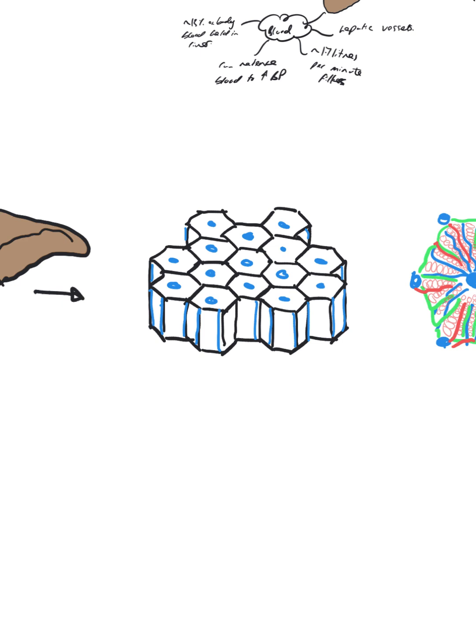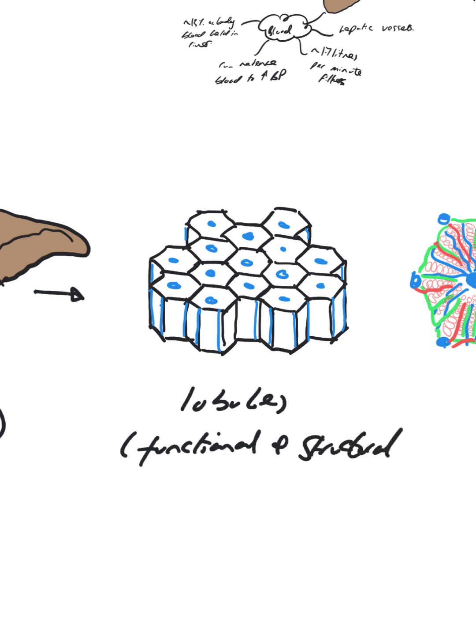So we'll just label this quickly. So you've got our liver, which is lobed, and then we have our lobules, which is the functional and structural unit. And here we have an individual lobule.